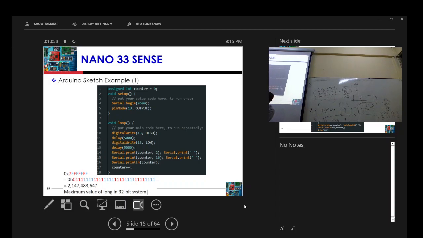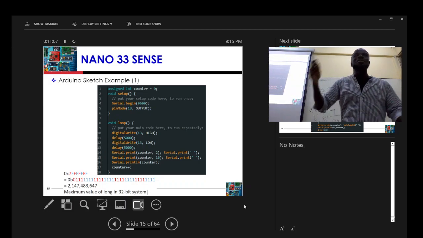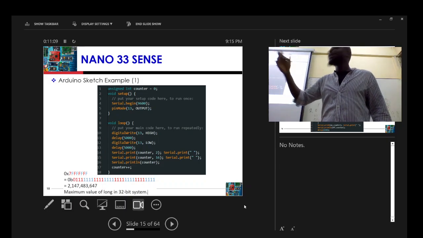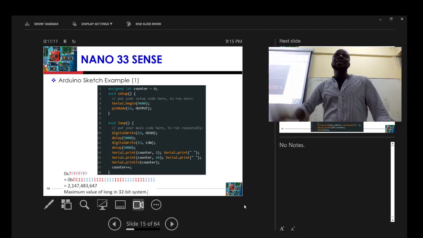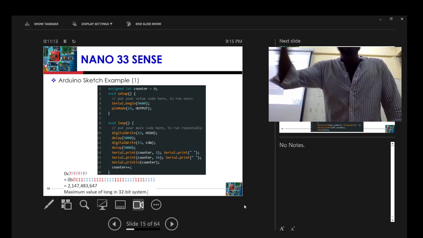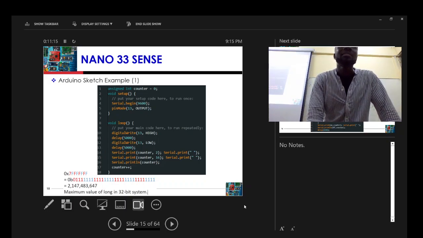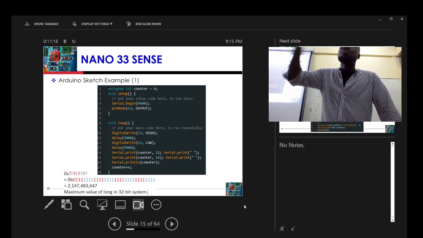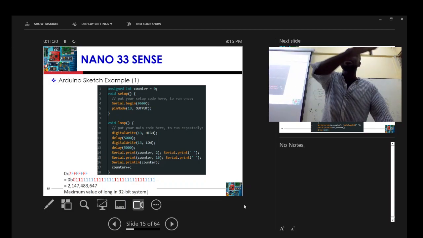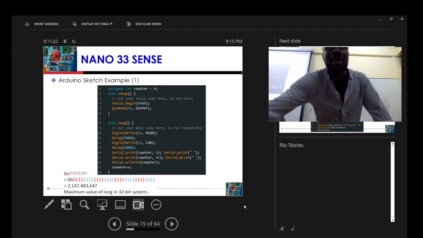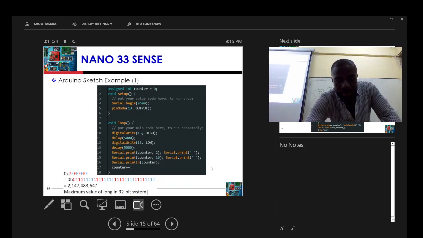Now, if I want to print on a different line, what do I do? Serial dot println. So everything's just library. Serial dot println will print the number and then move to the next line. But if you do serial dot print, it prints everything within one line. Understood? Do we understand?